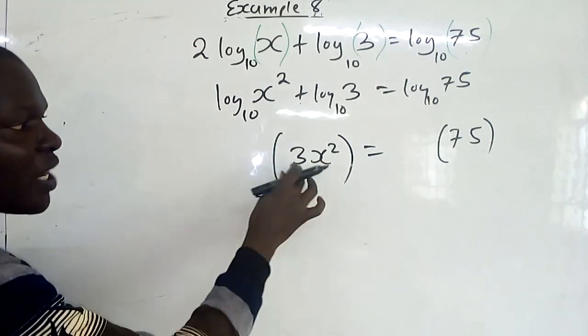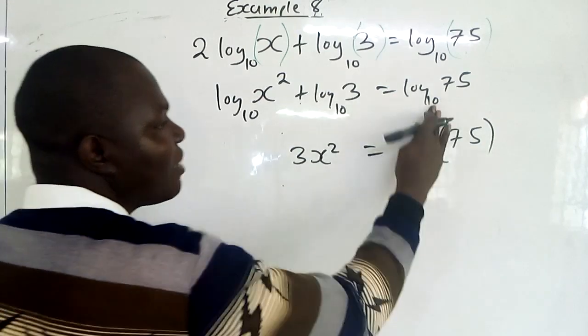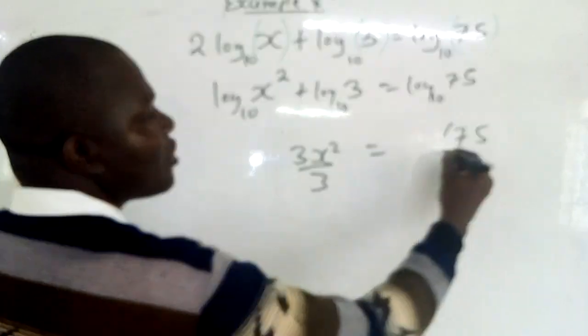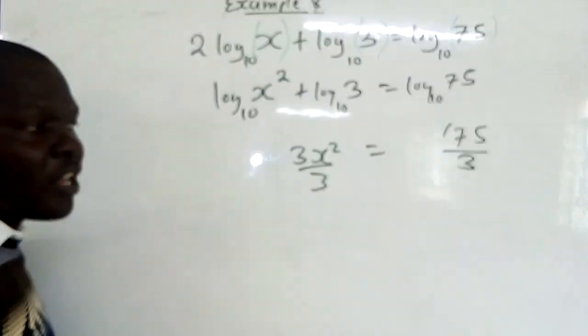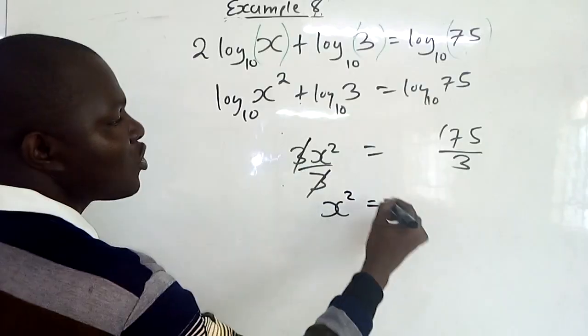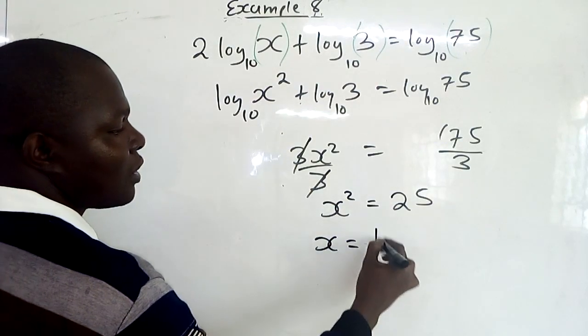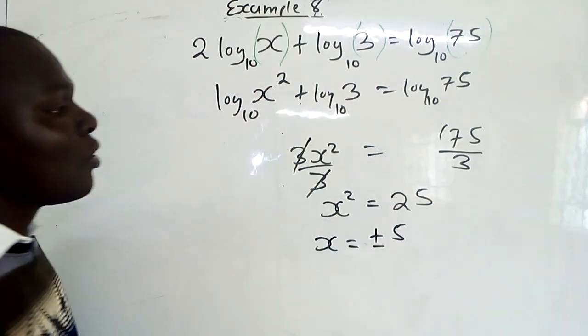How do we solve for x? We get rid of the coefficient, meaning we divide both sides of the equation by 3. If you divide both sides by 3, you have x squared is equal to 25. So what is x? Plus or minus 5.